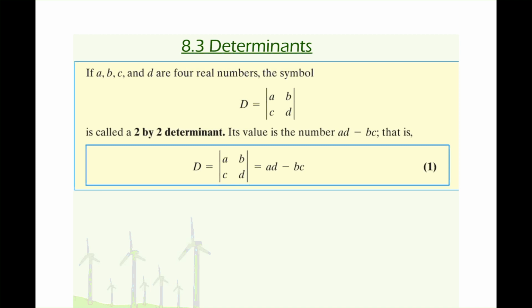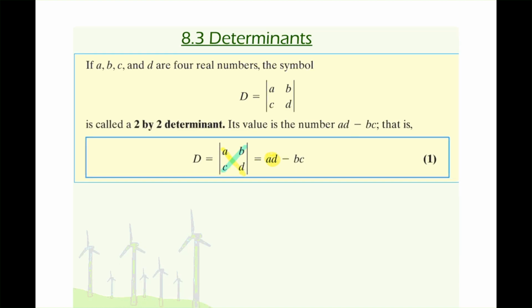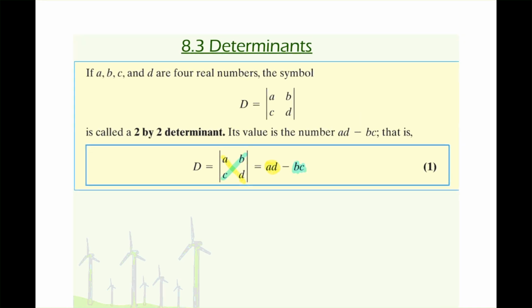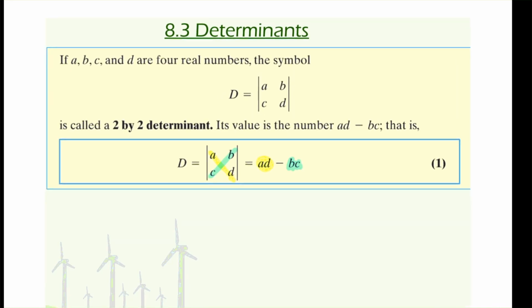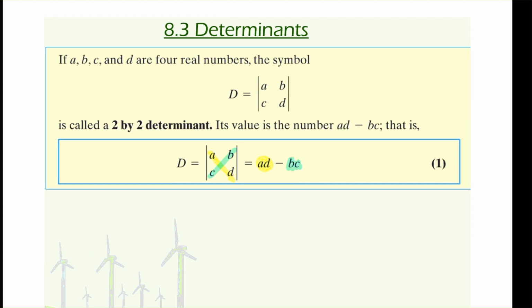And the way you find the determinant of a 2 by 2 matrix is you take the product of the diagonal, we're going to consider that the main diagonal, and subtract it from the product of the subsidiary diagonal. And the result from that difference is the determinant.